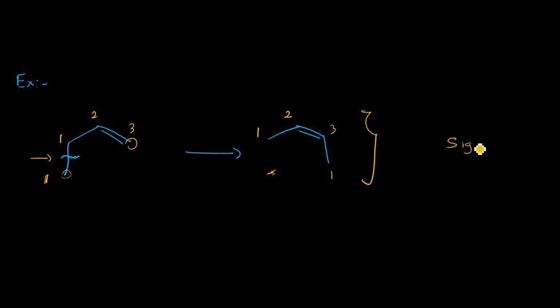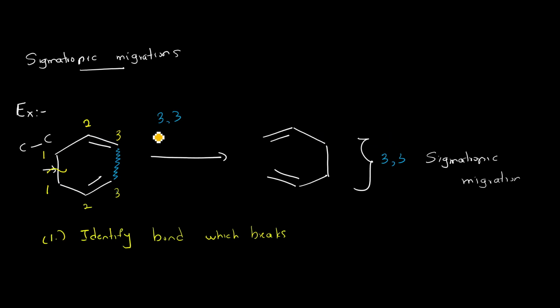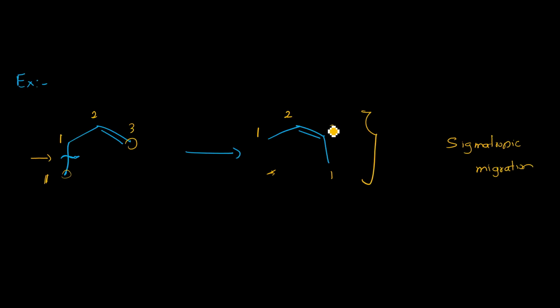What is the sigma? This is a sigmatropic migration. Now when you think about the numbering, how can you do that? Just like here, right? You identify the bond which forms, then you mention the two numbers, like 3 3. Here it's 3 1. So this is a 3 1 sigmatropic migration. Or we can say a 1 3 sigmatropic migration. Okay, so this is how we name a particular sigmatropic migration reaction.